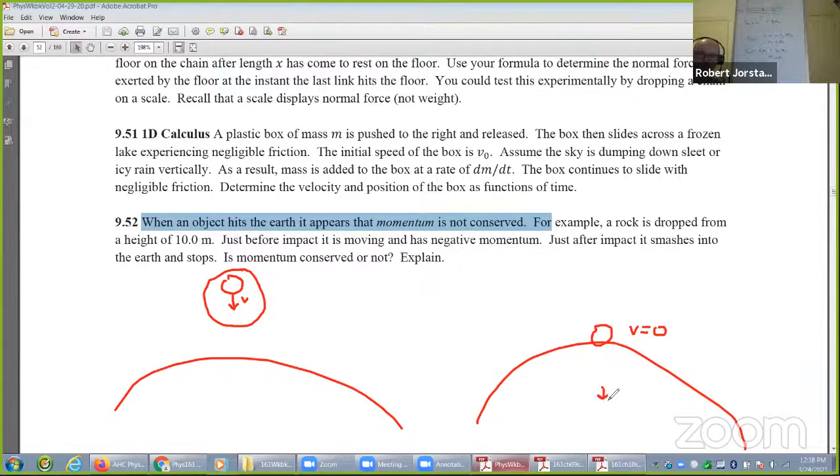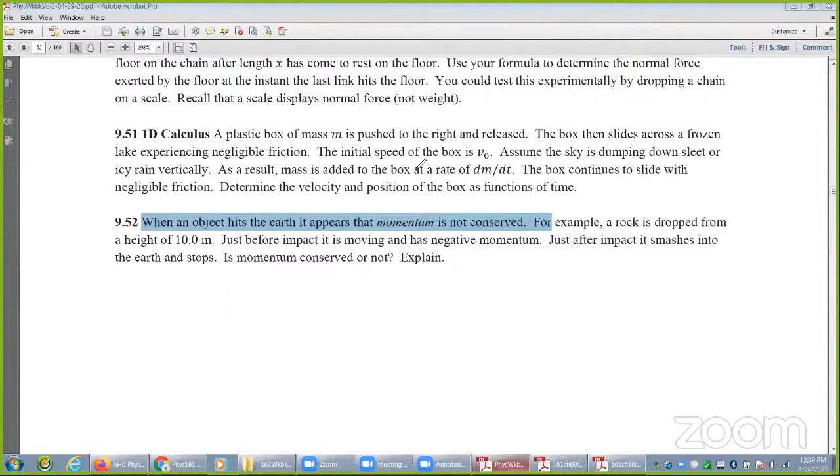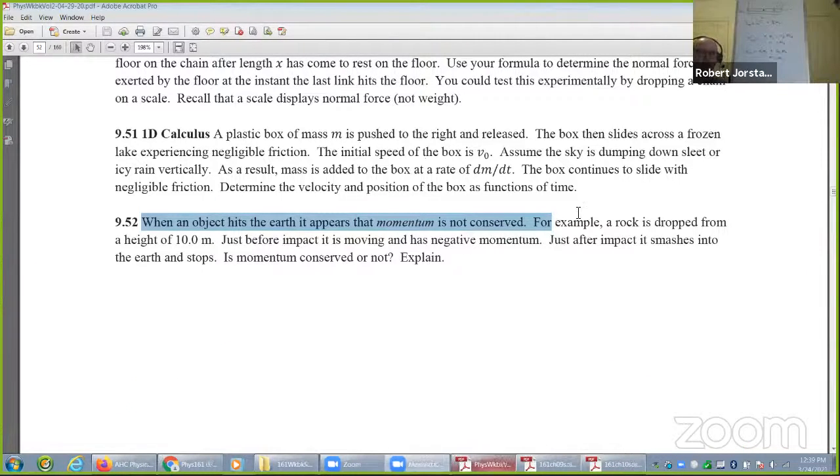The earth moves down, but because the earth has such a huge mass, this velocity is so small, we can't see it. So it is conserved. We just can't see it being conserved. This has no momentum, but the entire earth is moving down, but because the mass is so large, we don't see it. Yes, that's it. Perfect. All right. So remember that in the real world, you're going to see this a lot where it looks like momentum is not conserved.